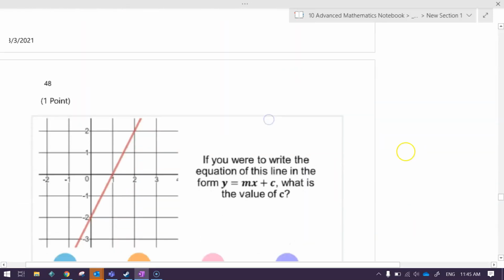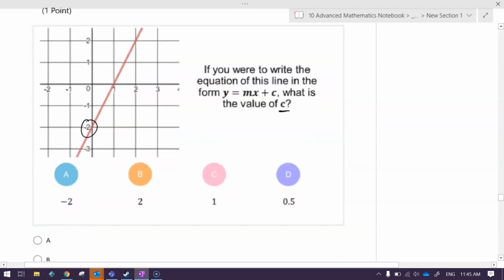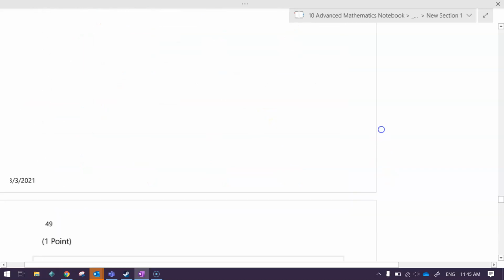On to question 48. Writing the equation of this line in the form y equals mx plus c, what is the value of c? C is my y-intercept. My y-intercept is negative 2. Notice if they ask for the value, you can just write -2. A little earlier they asked for the coordinates. We had to give coordinates.